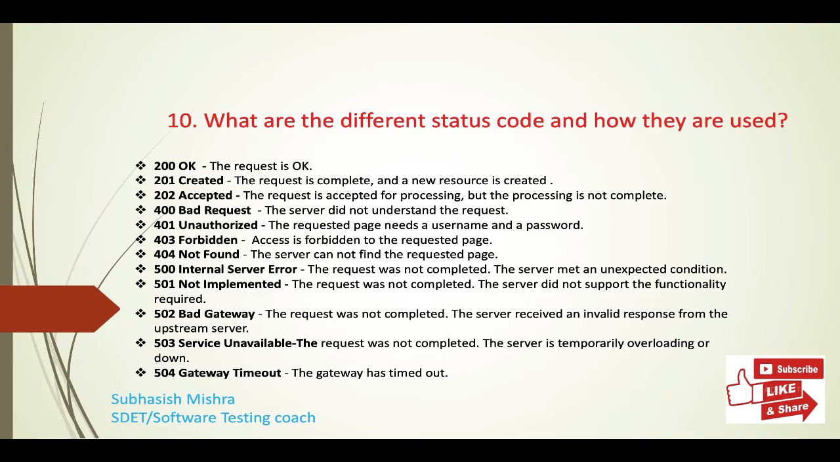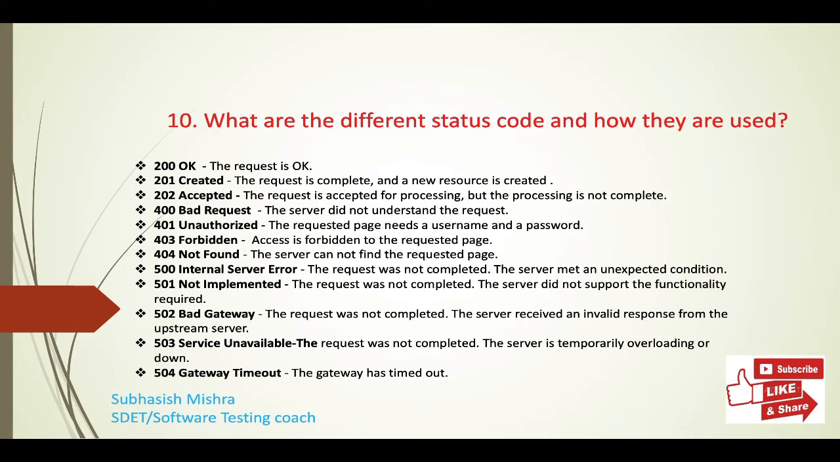201 Created, when you created a new user using the POST method. At that time your request is completed and a new resource is created, so we get 201 Created. Then 202 Accepted, the request is accepted for processing, but the processing is not yet completed. So at that time we get 202 Accepted.